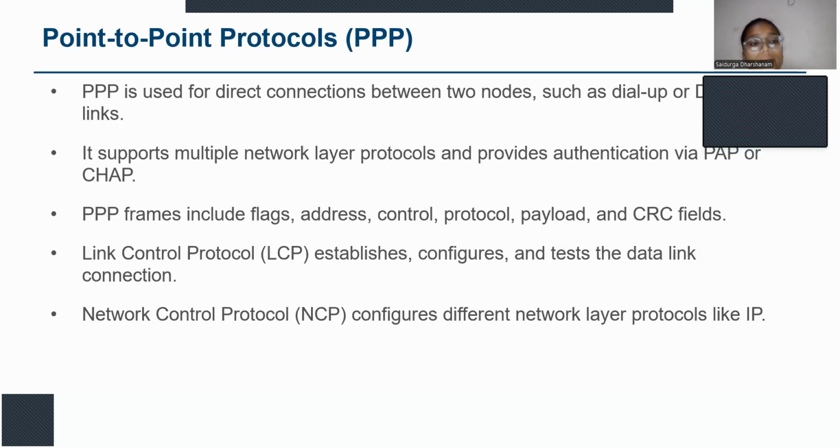Point-to-point protocols. PPP is used for direct connections between two nodes, such as dial-up links. It supports multiple network layer protocols and provides authentication via PAP or CHAP. The PPP frame includes flag, address, control, protocol, payload, and CRC fields. The network control protocol configures different network layer protocols like Internet Protocol.